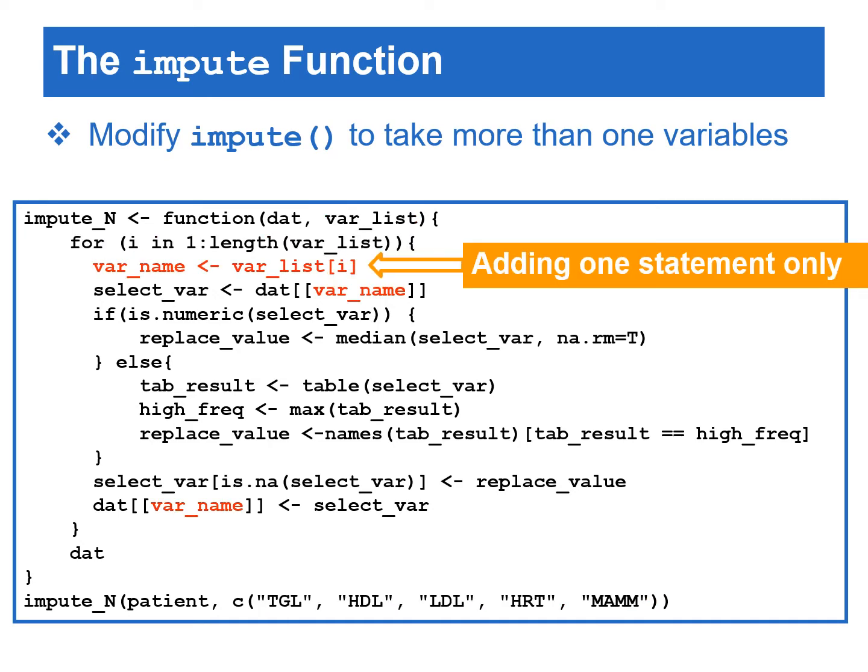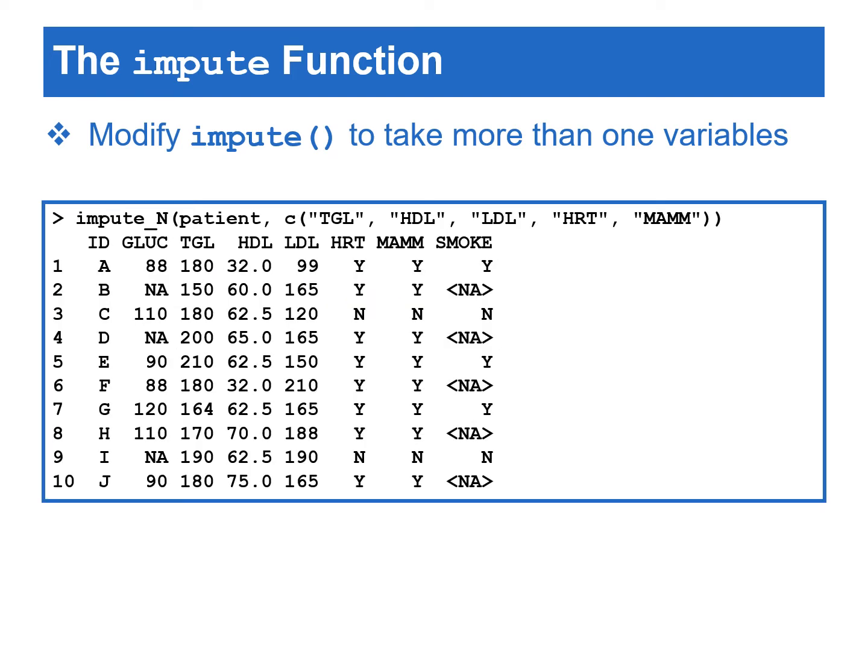To construct the loop body, we can reuse the function body of the impute function. We only need to add one statement within the function body, which is extracting each variable name from var_list and assigning it to var_name. At each iteration, var_name is assigned with a different variable name. That's all we need to do for modifying the impute function. Here is an example of generated output by imputing a list of variables.